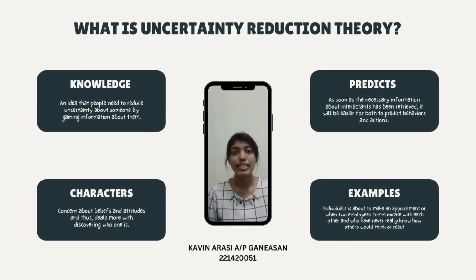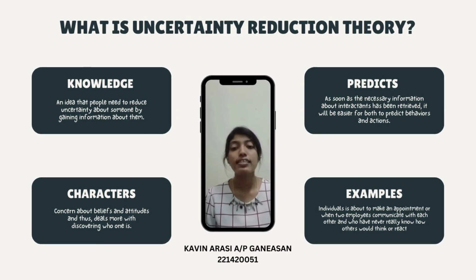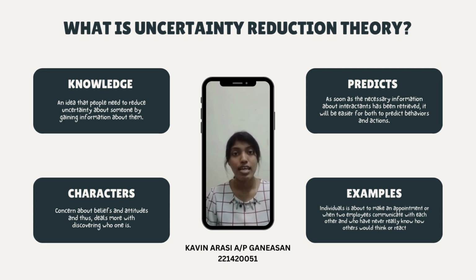Now, I'm going to explain about the uncertainty reduction theory. What is that? Uncertainty reduction theory explains an idea that people need to reduce uncertainty by gaining information about others. It explores the initial interaction between people that occurs before the actual communication process, and hence it is also known as initial interaction theory. As soon as the necessary information about the interactants has been retrieved, it becomes easier for both to predict their characters and behaviors.